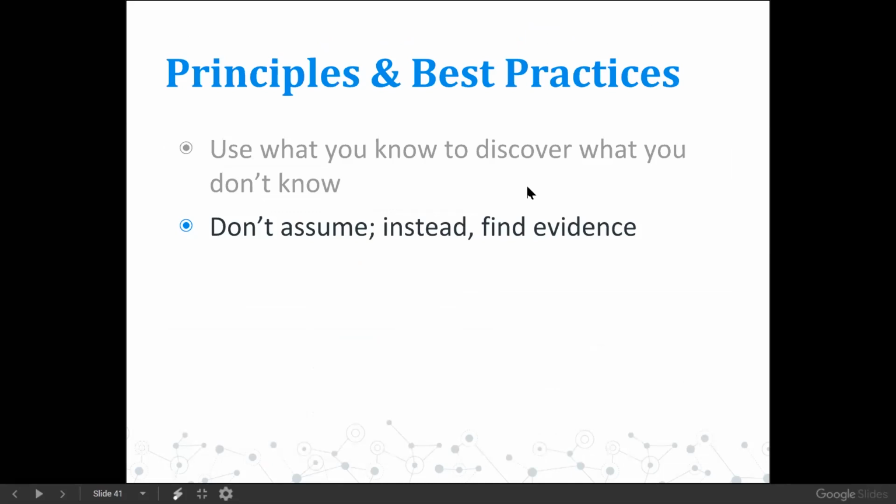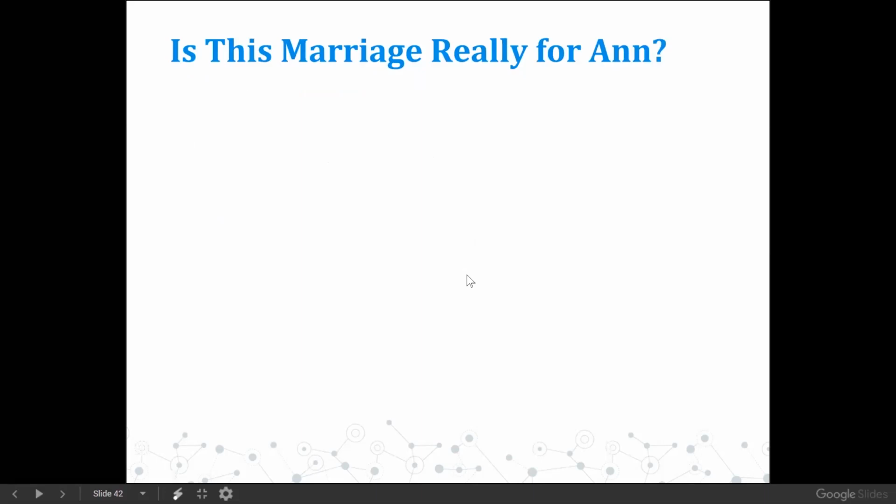So now we move on to our next principle or best practice, and that is don't assume. Instead, find evidence. So can we be confident with what we have that this marriage really is for our Anne? I don't think so, not quite yet. And this is why. Let's walk through the thought process of this.